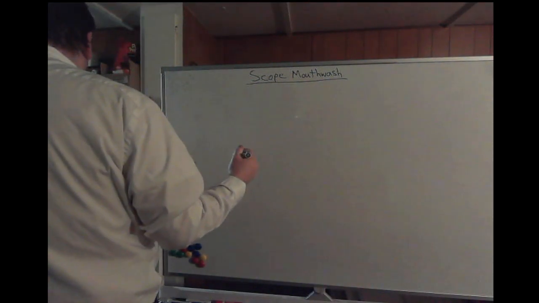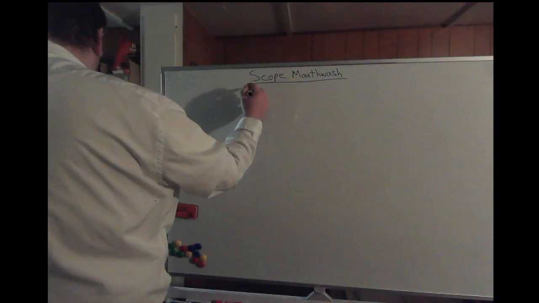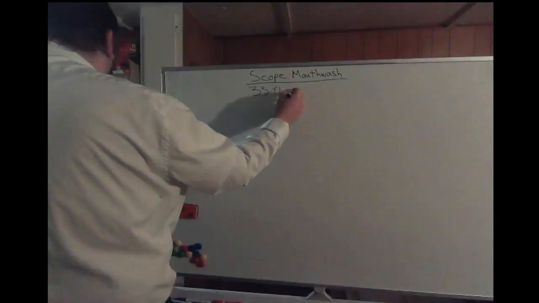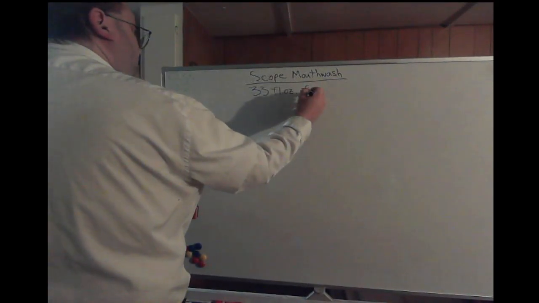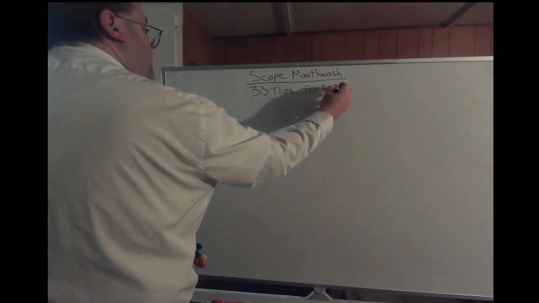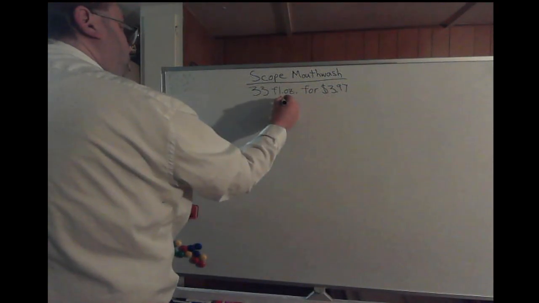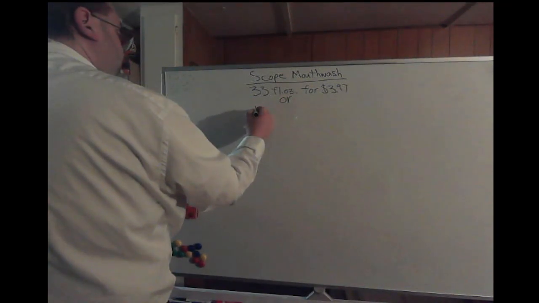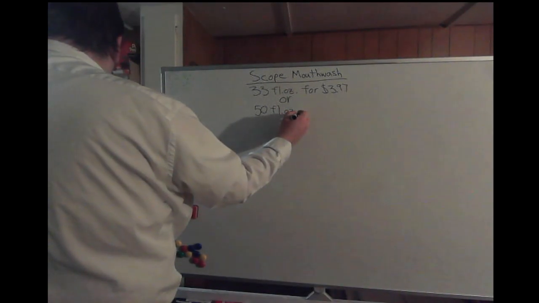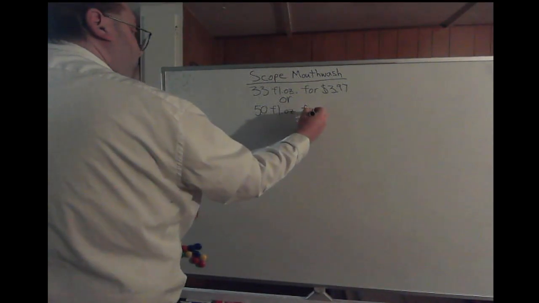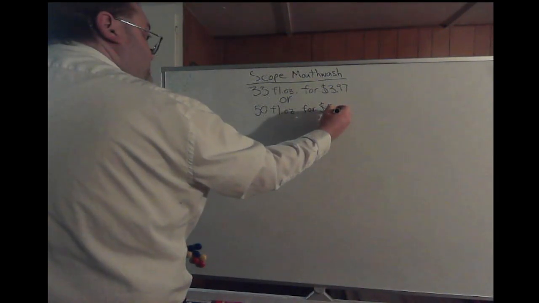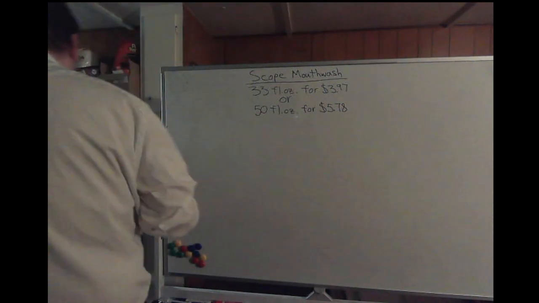So, a store has 33 fluid ounces of Scope mouthwash on sale for $3.97, or they have 50 fluid ounces of the mouthwash for $5.78. Okay.